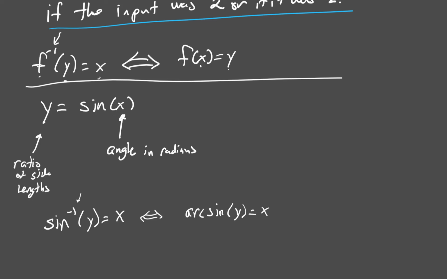The inverse sine and the arc sine are the same function. It's just a different name for it. Okay. And so these are going to take ratio values, right? Y is a ratio, and the output is going to be an angle. So I'm going to give a ratio to this inverse function, and it's going to tell me which angle I could have put into the sine function to give me that ratio. So again, this is the ratio, and this is the angle.